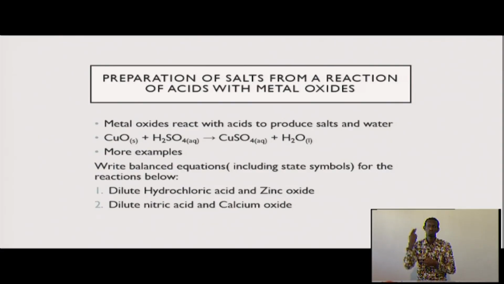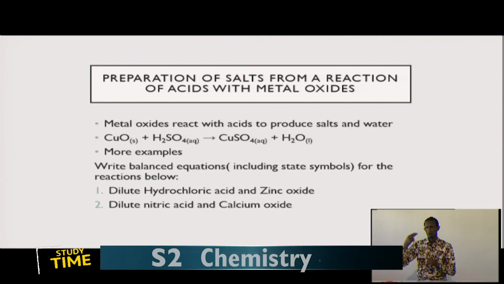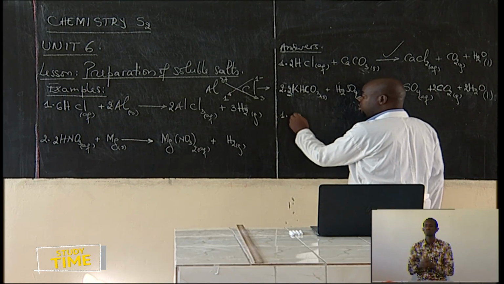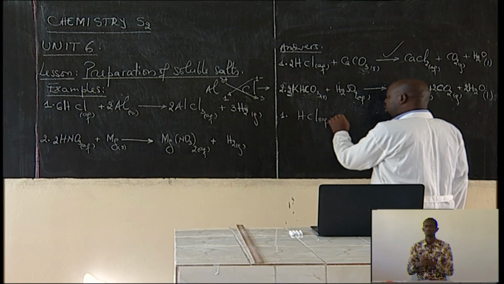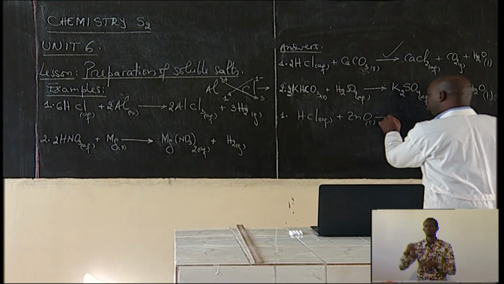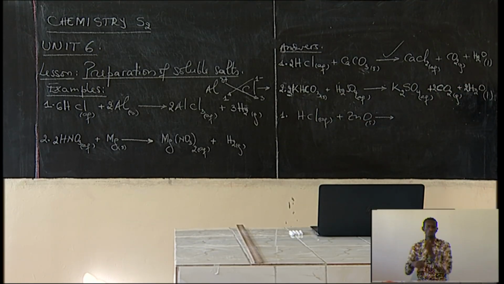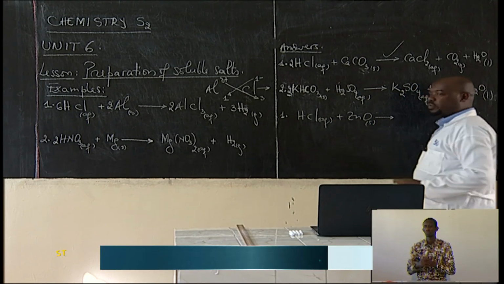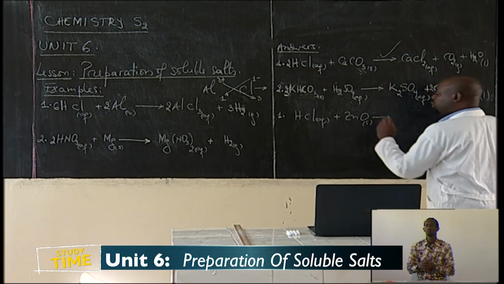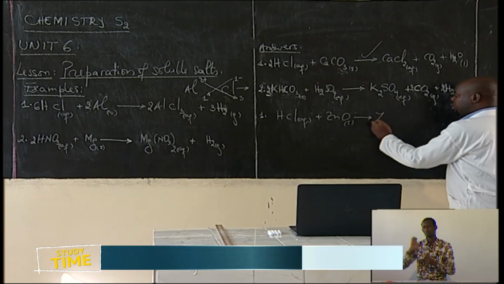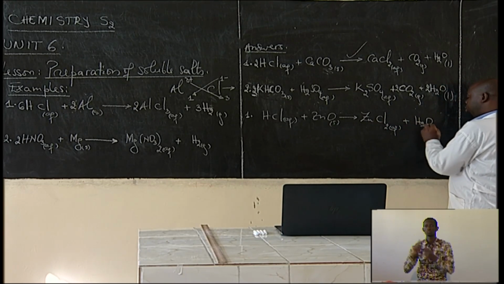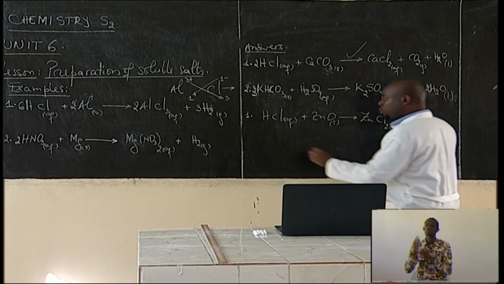We have 2 examples you have to try. We have dilute hydrochloric acid plus zinc oxide. What do we get? Let me do this one for you, and you try the second. HCl aqueous plus zinc oxide. What will be produced? The metal cation will combine with the anion from the acid, while hydrogen and oxygen will combine to give water. So we have zinc chloride plus H2O, liquid water. Now complete this one.